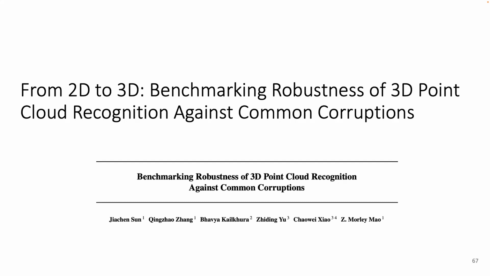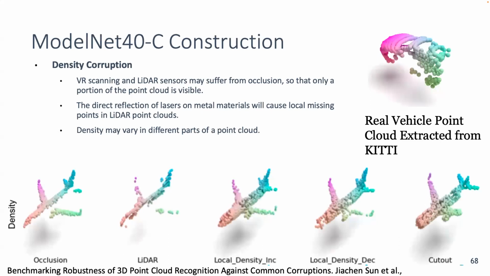So it means there is a tendency in the vision domain to move from 2D to the 3D area. Similarly, in the 3D area, we also need a robustness benchmark. We also need to evaluate the robustness. Given such ideas, we propose the 3D robustness benchmark. We start from the ModelNet dataset, and we carefully design some corruptions which we would meet in the real world. For example, the first type of corruption we design we call density corruptions.